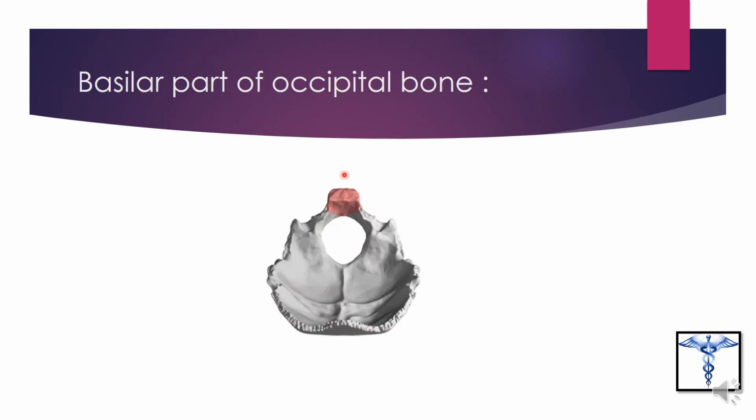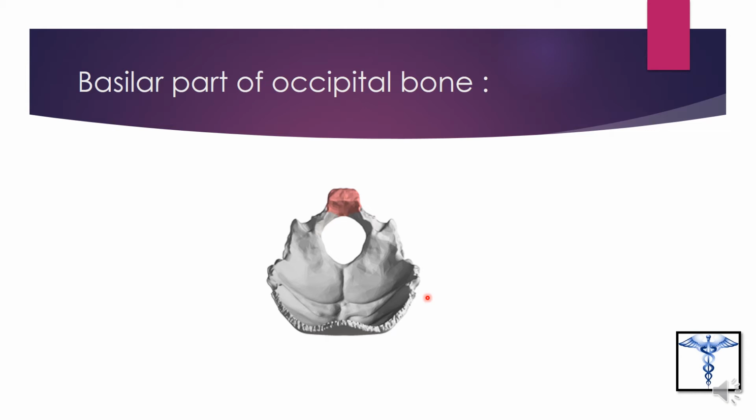As you can see over here is the basilar portion of the occipital bone. You have to listen carefully. The basilar part, here highlighted in pink, here will be the condylar part of the occipital bone, and there will be the squamous part of the occipital bone. These three parts of the occipital bone and the mastoid portion of the temporal bone form the floor of the posterior cranial fossa.